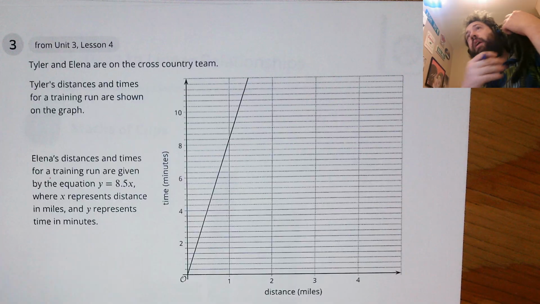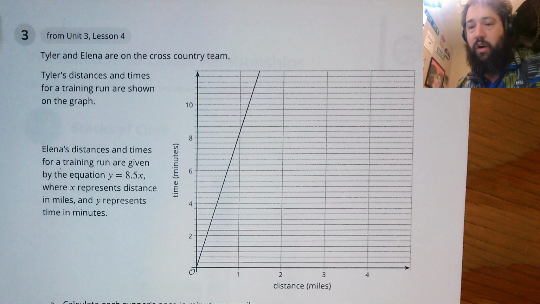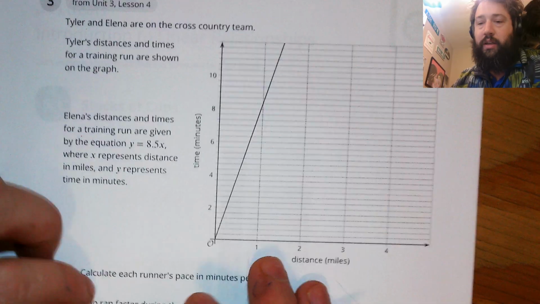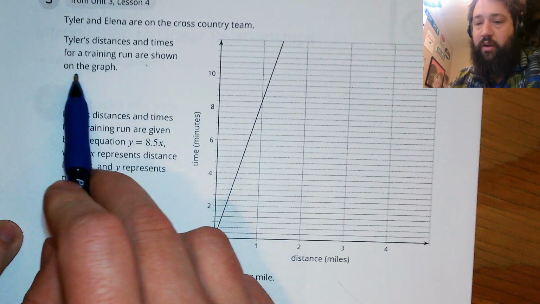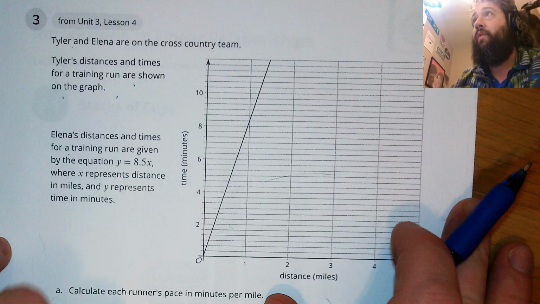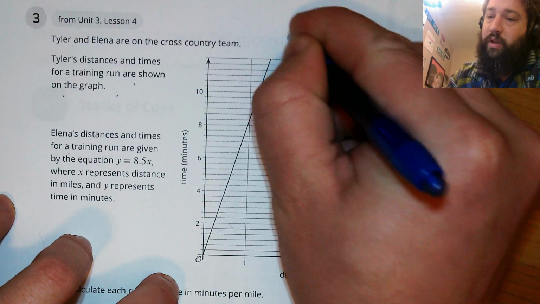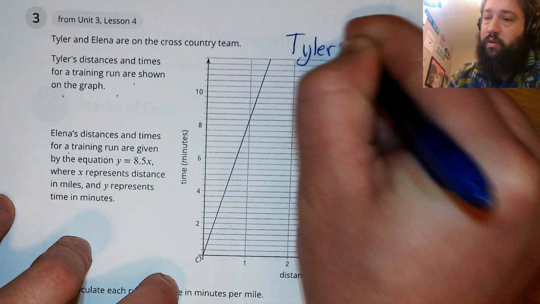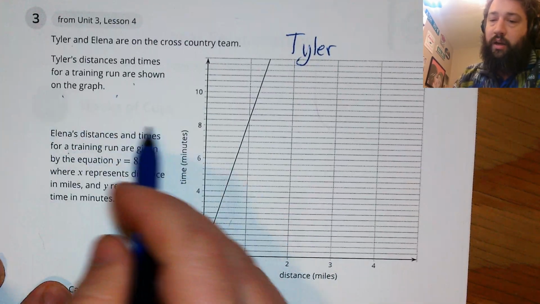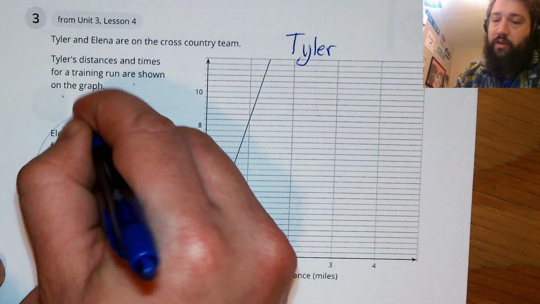Okay, so Tyler and Elena are on a cross-country team. Tyler's distances and times for training are shown on the graph. So go ahead and label this as Tyler. And Elena is shown down here. So this is Elena.